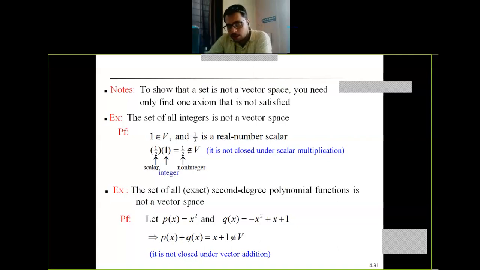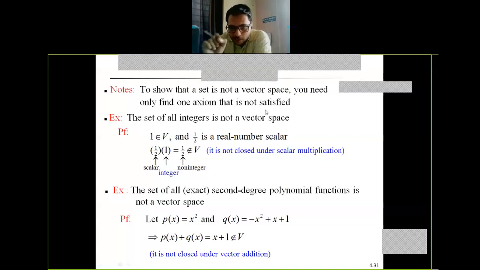Let's say an integer is 1 and it is multiplied by any scalar. Obviously, a scalar is a real number. That definition of scalar, that a scalar should be any real number, we have seen while studying the definition only. Are you getting this?